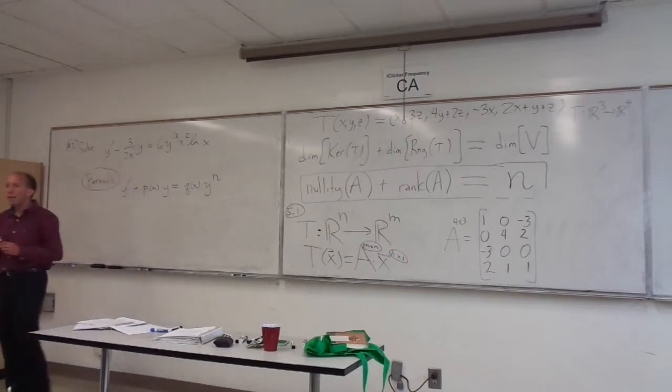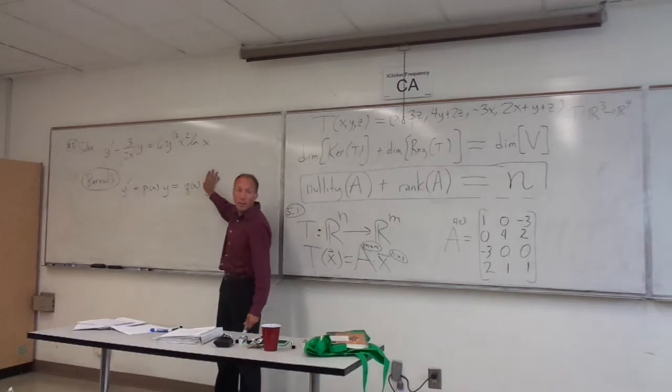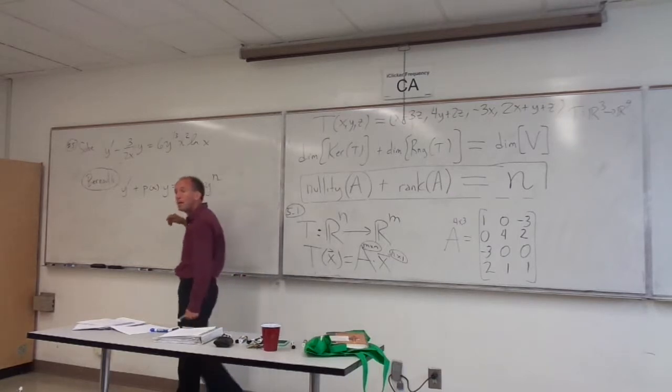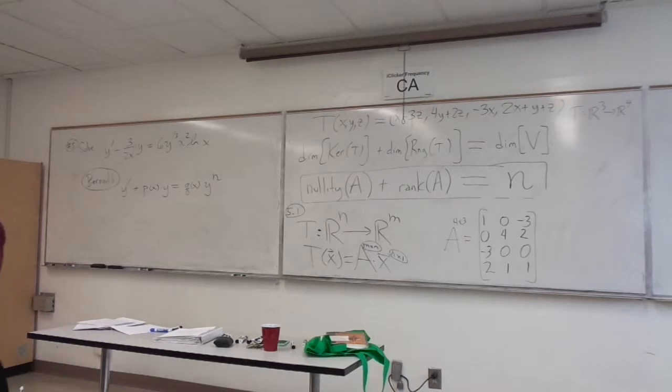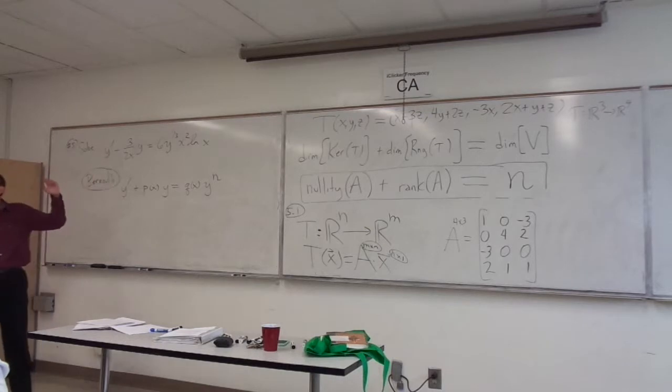Right? They almost look linear. If there was not this y to the n here, then what I show you there would be linear. But the power of y showing up on the right side makes it not quite linear. What the Bernoulli equation does is we do a change of variables that will make it become linear. So it's not linear right now, but we're going to make it linear.